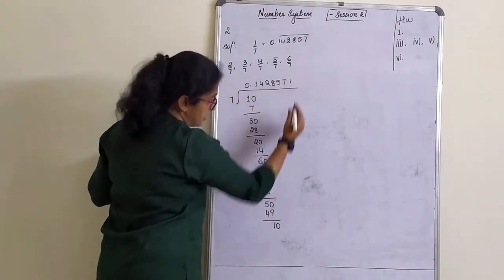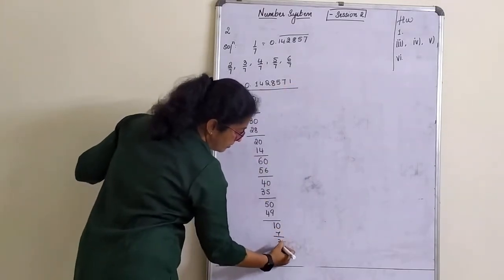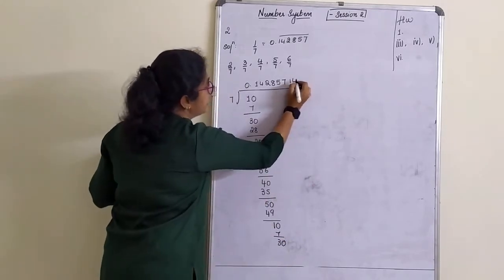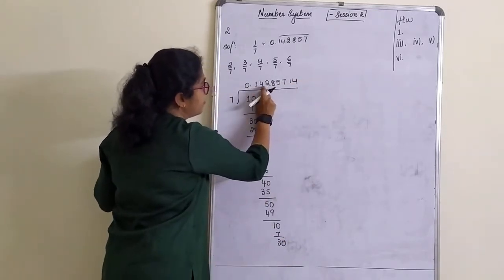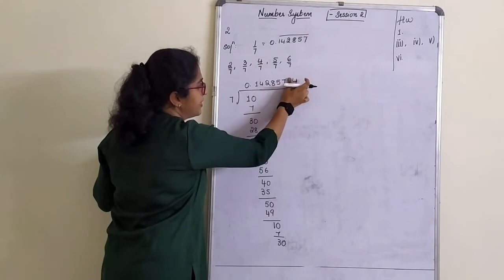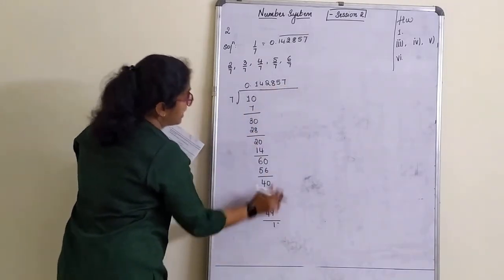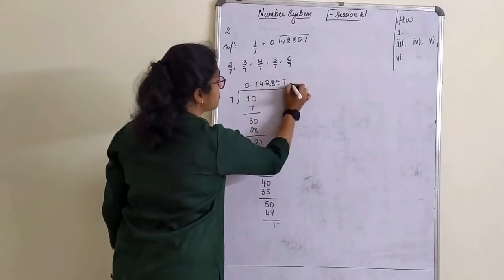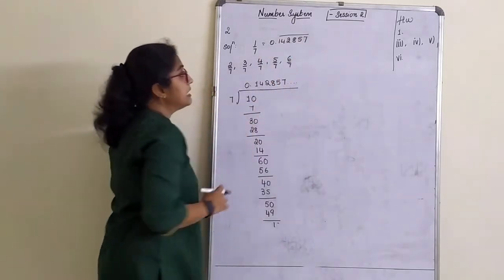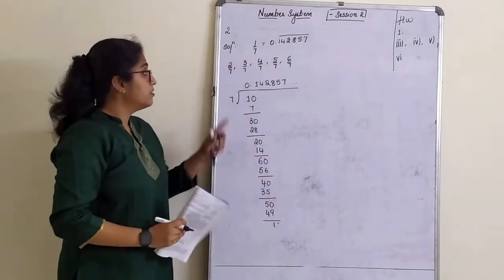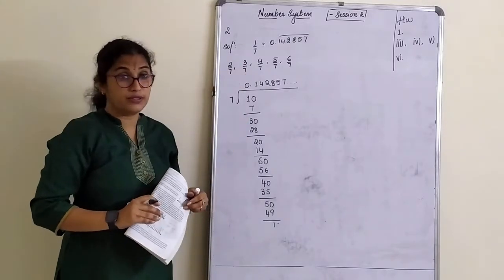So 7 ones are 7. Remainder 3. 7 fours are 28. That means I'm again repeating 1, 4, 2, 8, 5, 7. Right? So we will have to stop till here. That is why they have given us the bar. Okay. With this, how do we assume with this now?